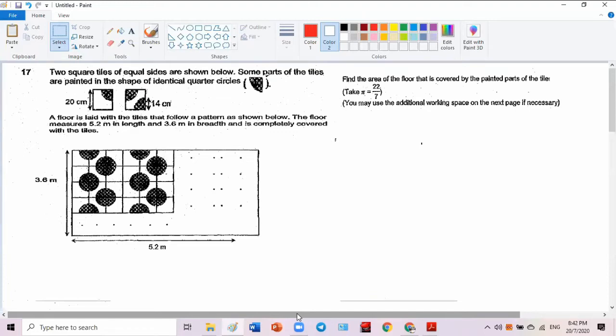Okay, find the area of the floor that is covered by the painted part of the tiles. So I just need to find the painted part of the tiles. Painted is how many circles that I can draw. Our strategy is to find how many circles can be painted on this floor of 3.6 and 5.2, that is covered by all these tiles. How many circles can we get from there? What's the best way to look at it? By how many tiles each time?